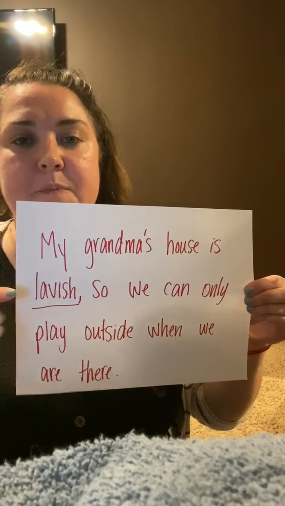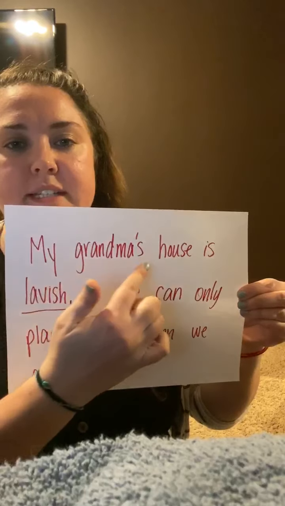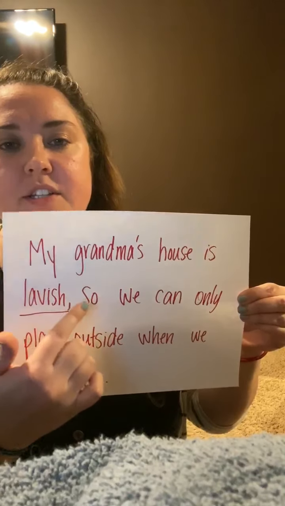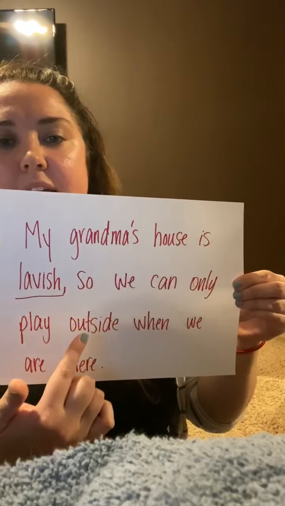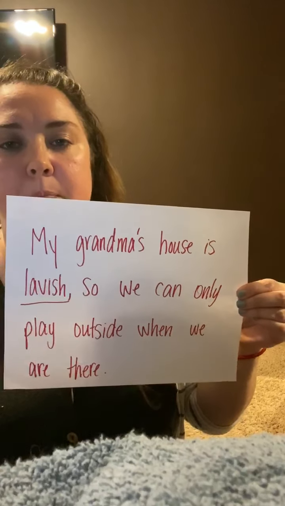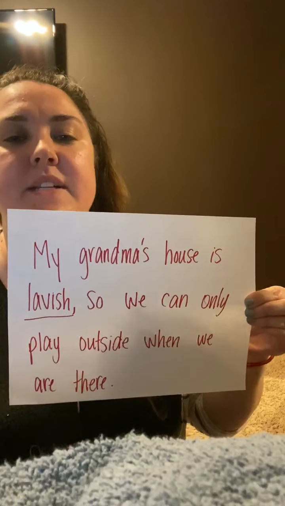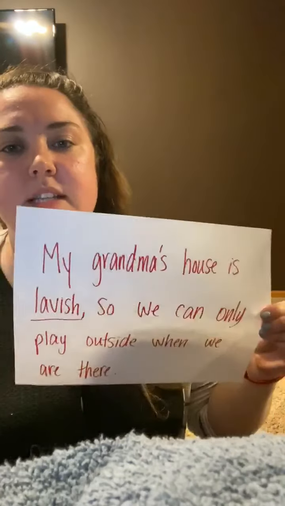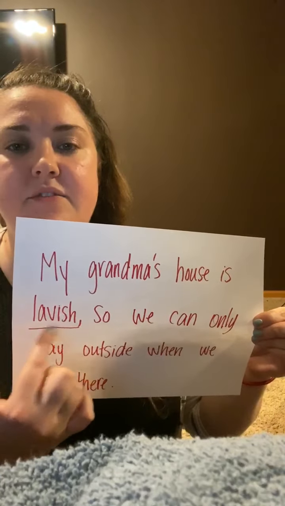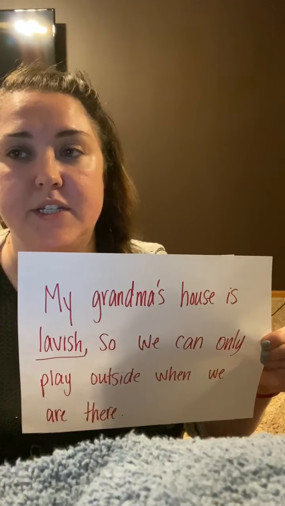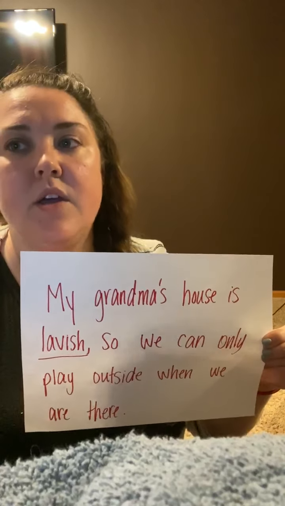All right, so now I have another one and we're going to do it together. Are you guys ready? All right, the sentence is a little longer, so let's read it together. Here we go. My grandma's house is lavish, so we can only play outside when we are there. All right, what's the underlined word? Go ahead, Sarah. The word is lavish. Good, lavish. So now what do we do? Tom.